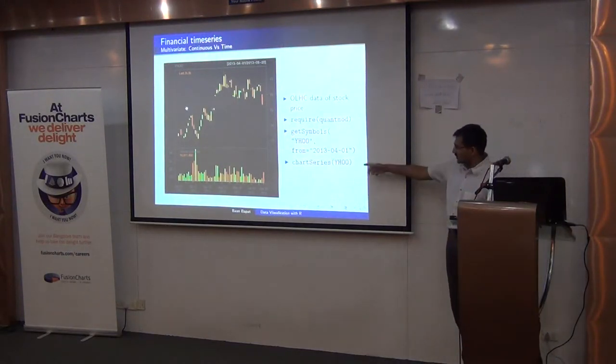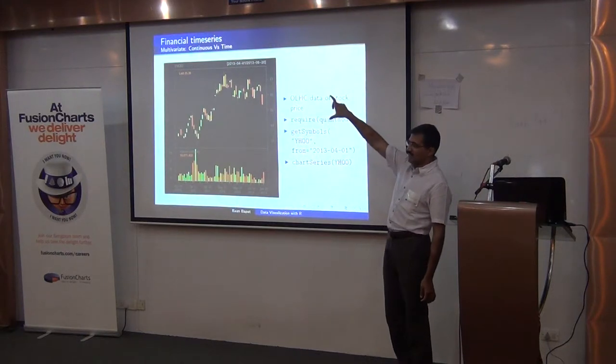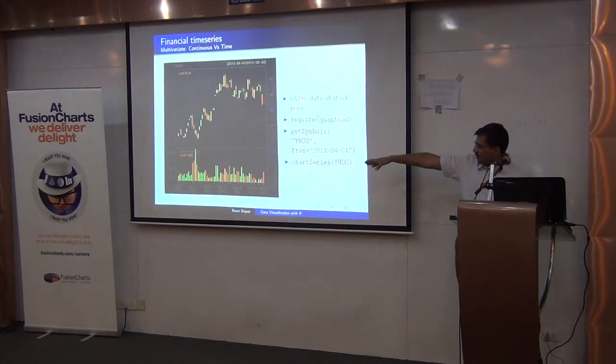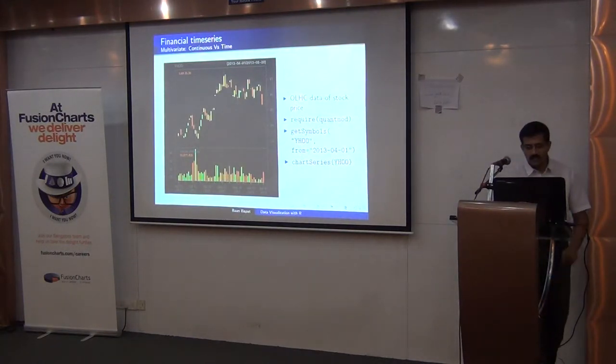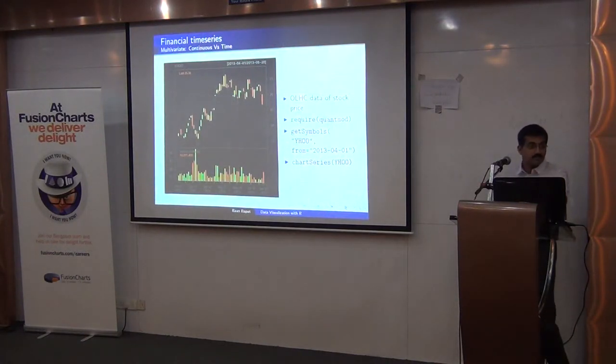There's a function called chartSeries. So you get what is typically shown: the prices, the candles with open, low, high, close, and on the lower pane, you have the volume of the stock. Where does it get the data from? I think the default is finance.yahoo.com, but you can choose. There are several sources that you can get from.